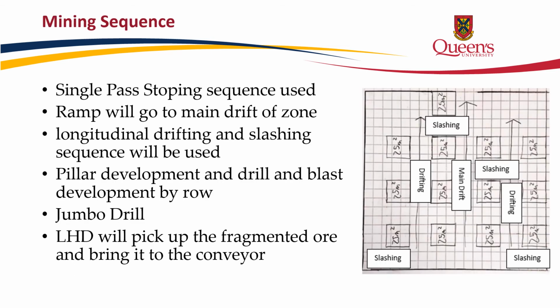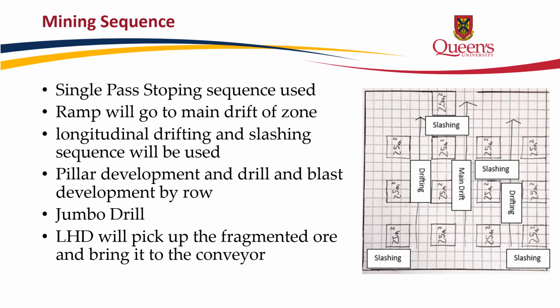The maximum thickness of the ore body at 6.1 meters indicates that a single pass stoping sequence should be used for extraction. A ramp built going through the center of the mineralization zone will be accompanied by a conveyor, which will bring the material from the working level to surface.